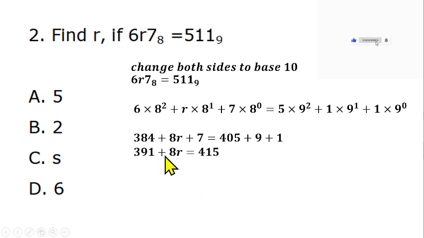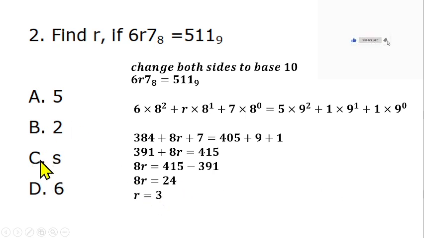Sorry, before you take like terms, if you want to take like terms, 384 plus 7 gives us 391. Then 405 plus 9 plus 1 gives us 415. Collect like terms also from here. We have 8R equals 415 minus 391. Then that should give us 8R to be 24. Divide both sides by 8, R will be 3.